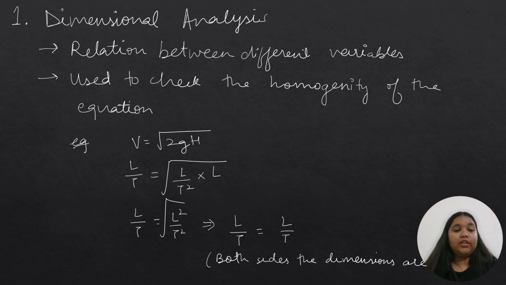Like in the given example, we have escape velocity as under root 2gh. On the left hand side, we have the dimension of v as L by t, length by time. And on the right hand side, we have g equal to L by t square, which is meter per second square, and h equal to L. So L by t square into L. After solving this, we will check. On the left hand side, it has L by t, and on the right hand side, it has L by t. So both sides the dimensions are the same. So the equation is dimensionally homogeneous.